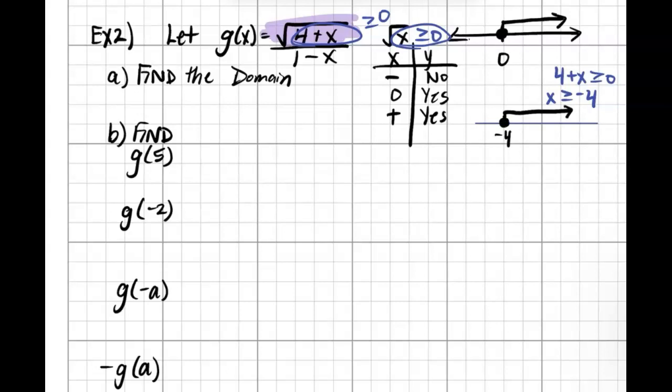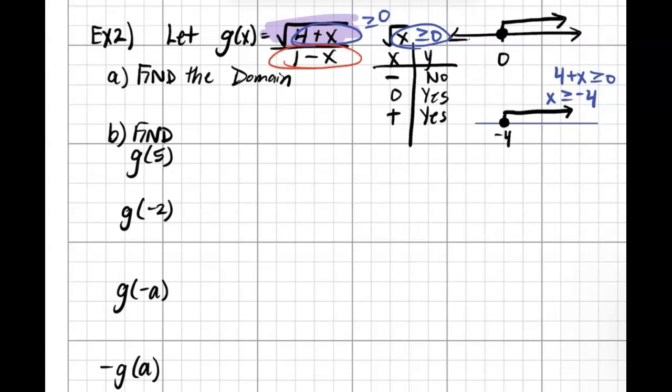So you can test that if you don't trust the graph. Like if you test negative 5, that gives me a negative in the square root, which is imaginary. It doesn't work. If I test negative 4, it gives me 0. Square root of 0 is 0. That works. If I test negative 3, plug that into the function, I get 4 minus 3 is 1. Square root of 1 is 1. It works. So right now, the domain for the top function is negative 4 to infinity.